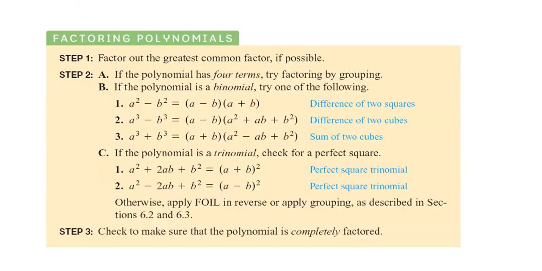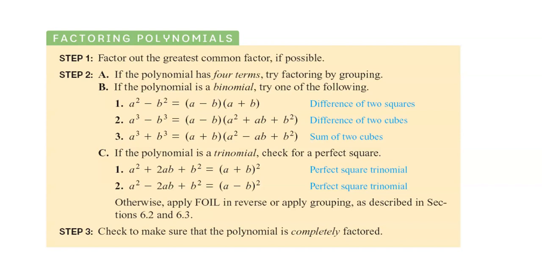This I just stole out of the textbook. It's got a nice summary of factoring. If you like it, it's in your book in section 6.5. And again, factor out the greatest common factor. Look, they gave you what happens if it's a binomial: difference of squares, difference of cubes, sum of cubes. If it's a polynomial of 3 terms, then they gave you perfect square trinomials, what they're calling FOIL and reverse, grouping, etc. Make sure that the polynomial is completely factored.